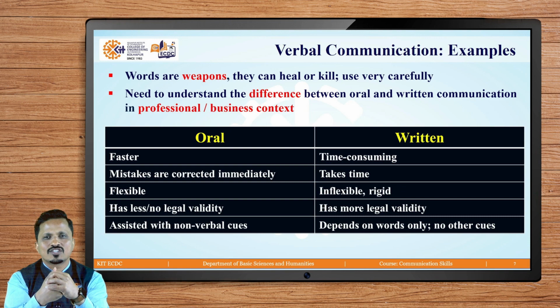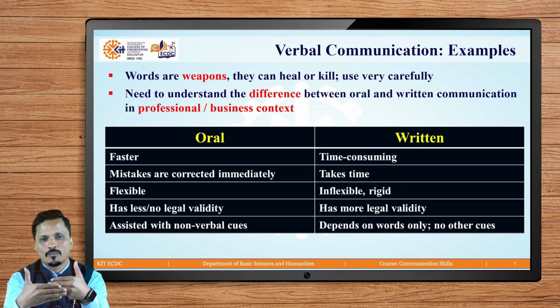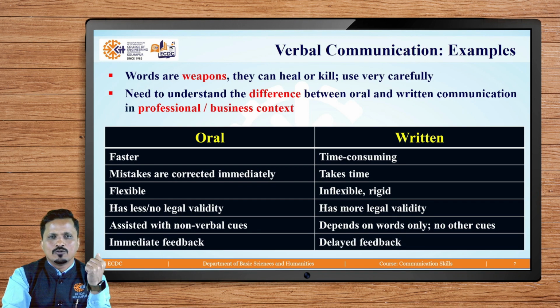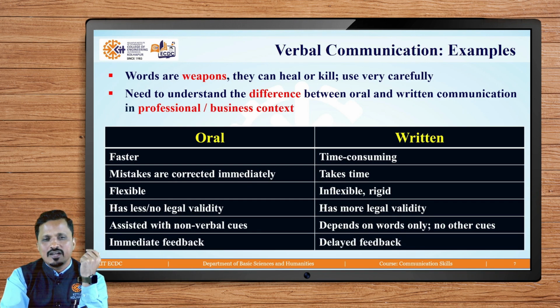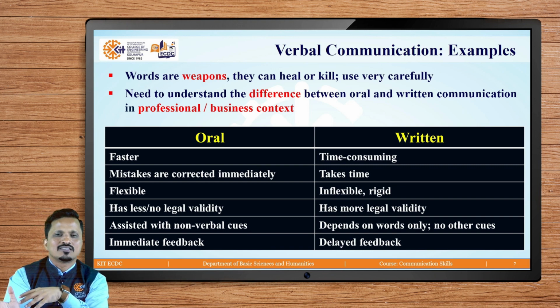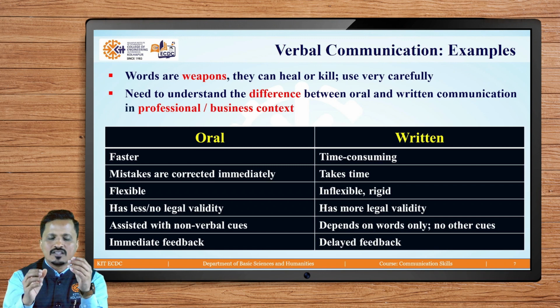But written communication has low cues. It depends only on words, with no other cues except full stops, commas and other punctuation marks. So written communication takes time to interpret, but oral communication is understood faster as it is assisted with non-verbal cues. And in oral communication, we get immediate feedback. That is, I ask you a question and you reply. But in written communication, the feedback is delayed. For example, a message is sent, you read it as per your time and respond after some time. That is why in written communication there is a delay in the feedback.